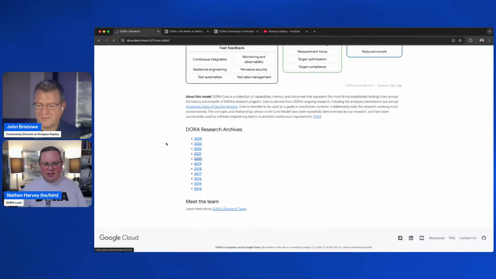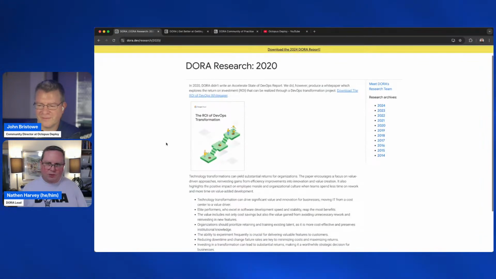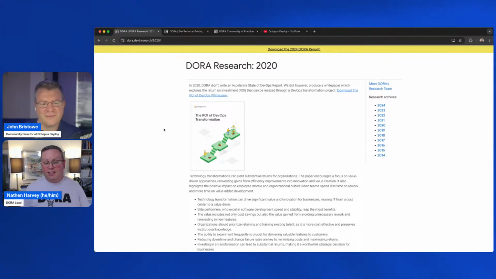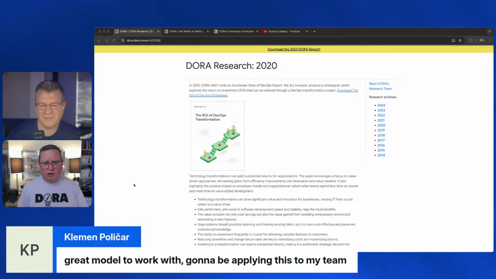Sure. So 2020 was a year that we didn't publish a report because in 2020 there was a lot of things happening globally that kept all of us from focusing a whole lot on things. Things like COVID were on.